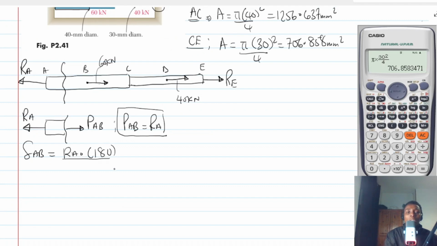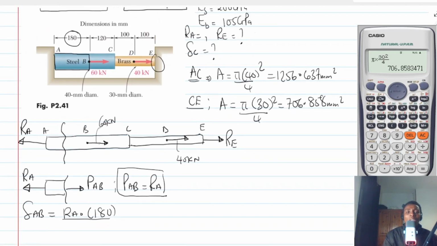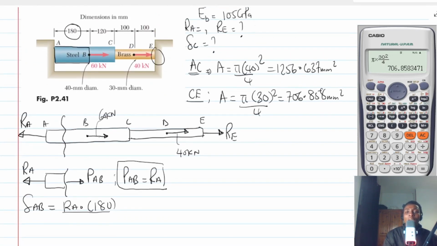Divided by the area. What is the area? As for the area from A to C, it is the same area. So that one is 12.56. Okay. So 12.56. Then I will multiply it. Okay. So 12 point, oh sorry, it is 1256.637.